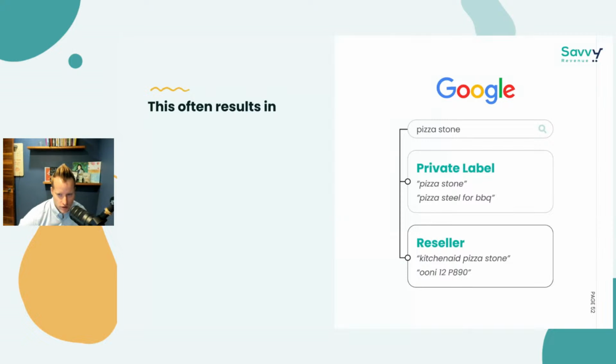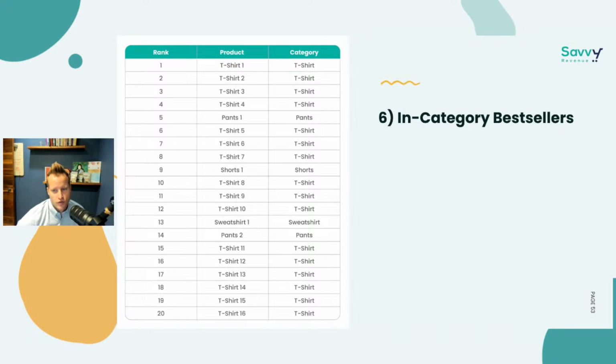So an example here again, pizza stone, pizza steel for barbecue falls into the private label campaign. And then on the reseller side, KitchenAid pizza stone, someone's searching for a brand, or Uni 12 P8090, again, searching for a very specific product number. That has nothing to do with our private label. The priority setting allows us to make this switch in a safe way.